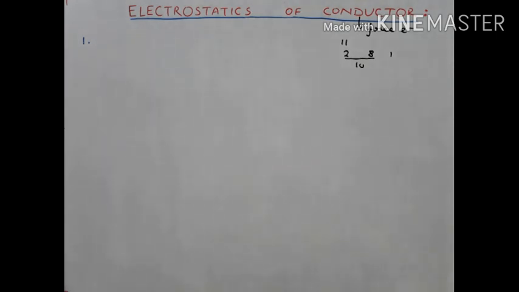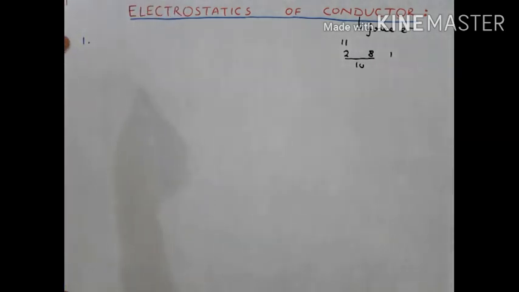Insulators, on the other hand, do not have free electrons. They do have electrons, but they are tightly bound to the nucleus. So on applying a small electric field, these electrons, in case of insulators, will not be affected much. They may shift a bit, but they will not move from one end of the insulator to the other end of insulator.